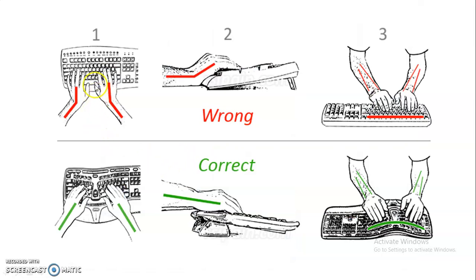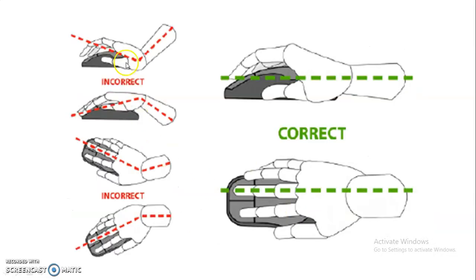So let's suppose while typing, our wrist angle goes like this, and our elbow angle goes like this, but it has to be like this. That's why these fancy keyboards, like ergonomic keyboards, are now in place. This has to be in line, and these are another kind of ergonomic keyboard, right?